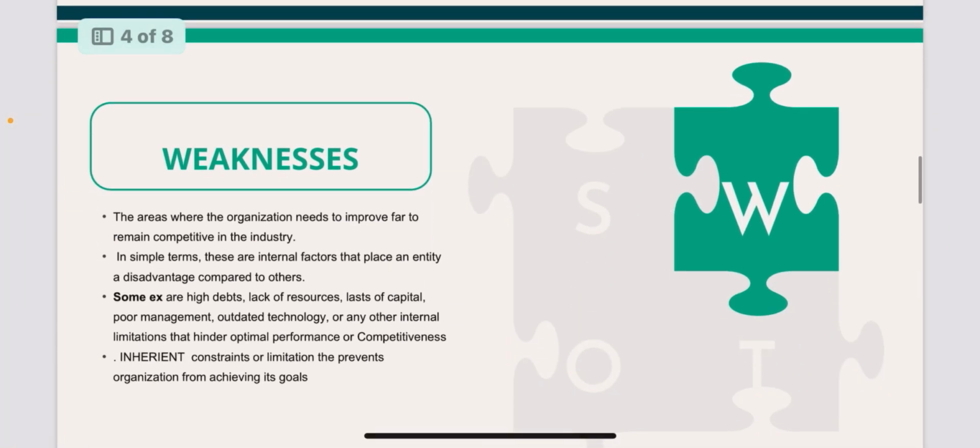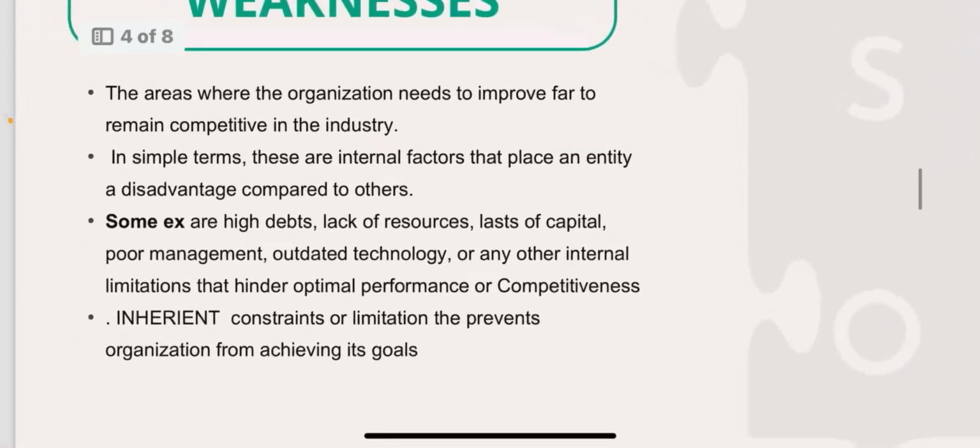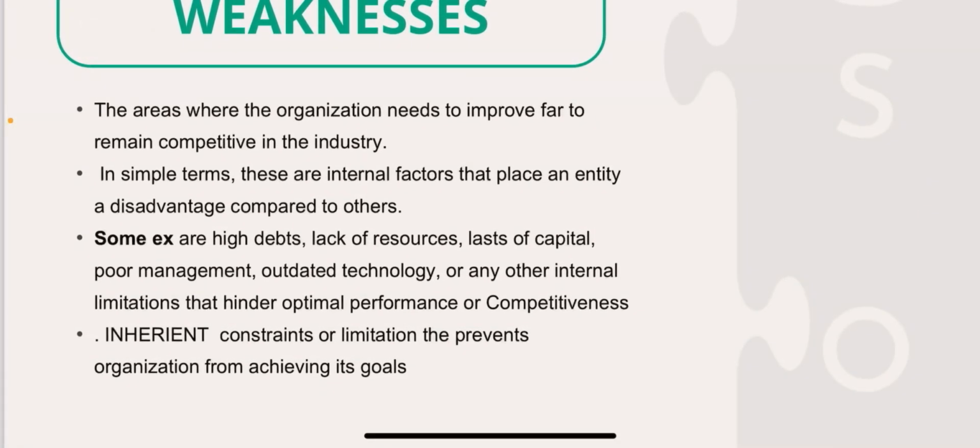Next is weakness. These are nothing but the areas where the organization needs to improve, okay. These are inherent constraints or limitations that prevent the organization from achieving its goals, okay. So they are internal factors that place an entity at a disadvantage. Some of the examples are high debt, lack of resources, okay, lack of capital, poor management, outdated technology. All these are weaknesses of an organization.